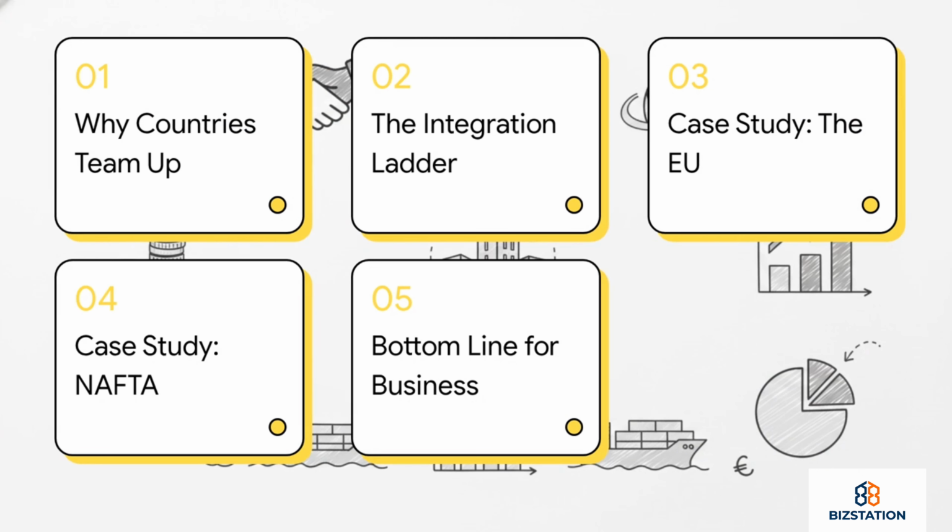All right, so here's our game plan for this explainer. First, we'll tackle the big why. What makes countries want to link their economies in the first place? Then we'll introduce a really handy analogy I like to call the integration ladder to see the different levels of teamwork. After that, we'll put our knowledge to the test with two massive real-world examples, the European Union and NAFTA. And finally, we'll wrap it all up by looking at what this all means for actual businesses trying to make their way in the world.